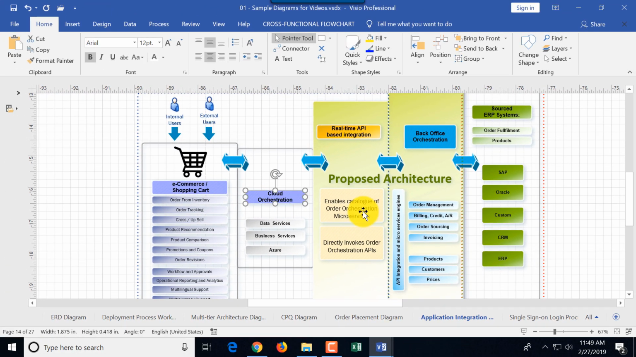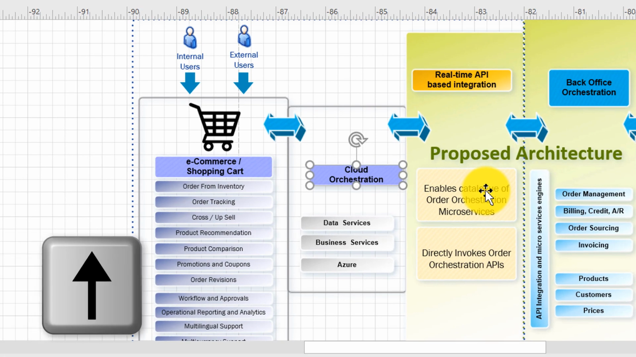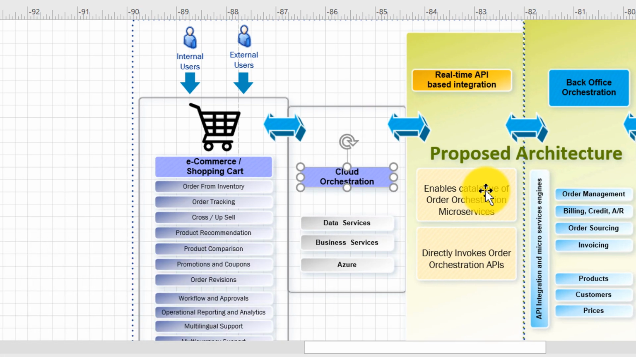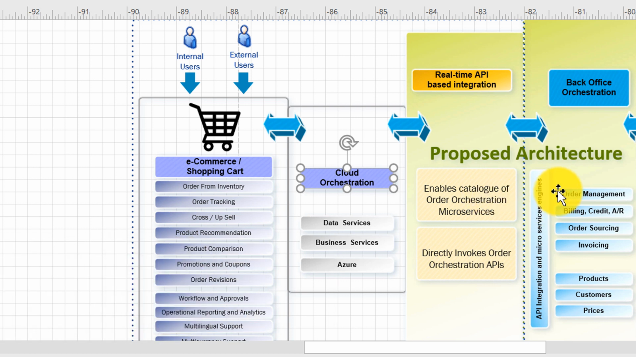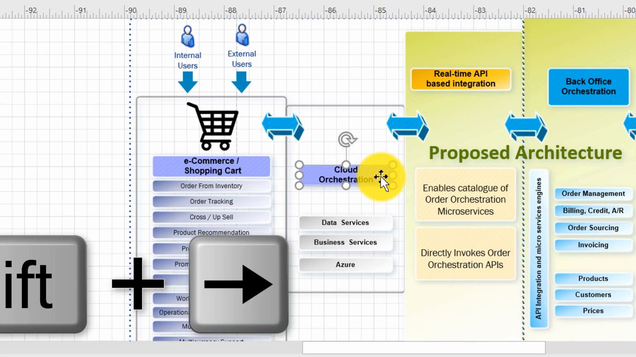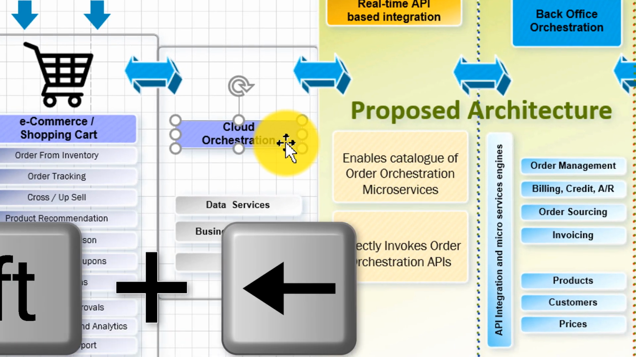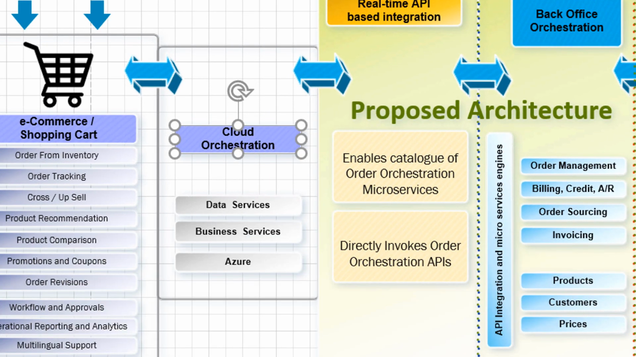For example, to move the object, you need to select the object and use arrow keys. You can move it up, you can move it right, you can move it left, you can move it down. If you need more precise movements, you need to use Shift arrow. Shift arrow allows you to move objects in the smaller increments.